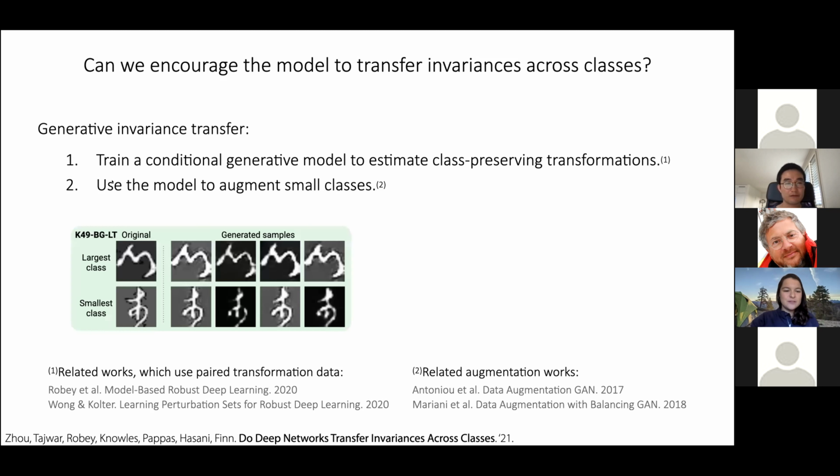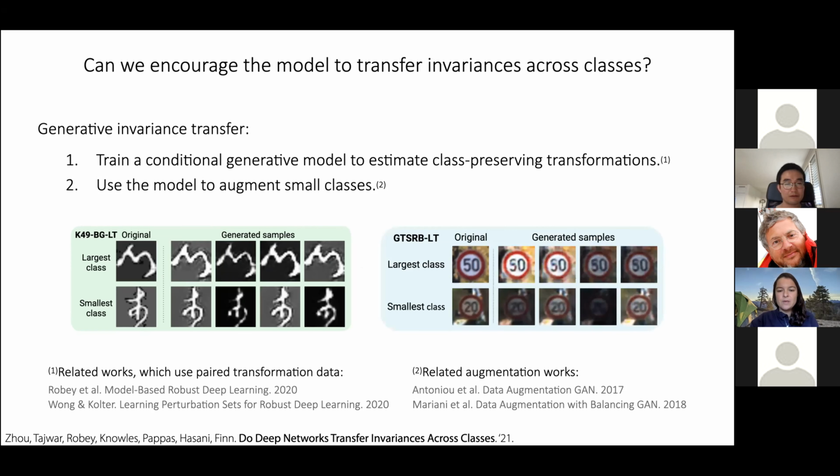And so as an example of what this might look like, here are some original examples from the data set, and then our generative model we can use to essentially augment those examples and create examples with different backgrounds. And we find that this works both for large classes as well as for the small classes. So importantly, this generative model is able to generalize well to the distribution. And we see the same with this other data set, which is these German traffic signs.